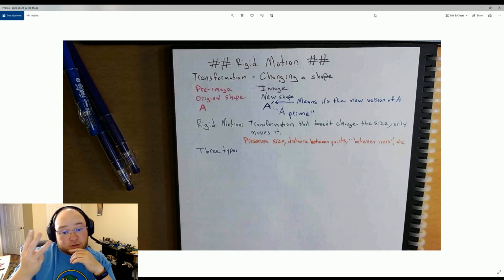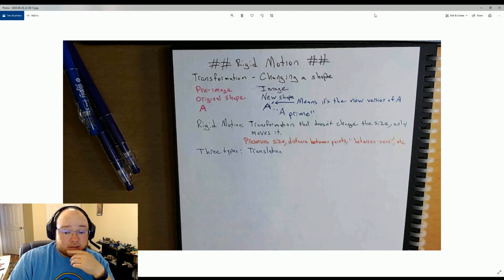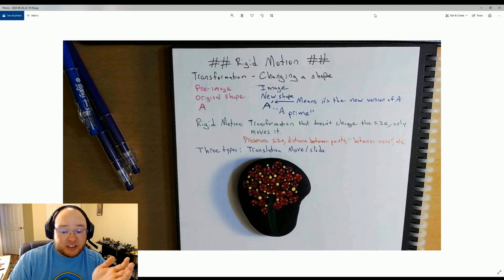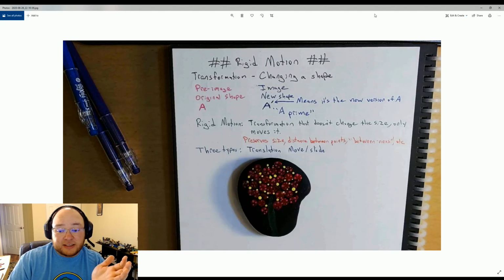Now, there are three types of rigid motions. We're going to talk about each one of these in this chapter. First one is what's called the translation. And that's literally just meaning you're moving it. So, you have a shape, you move the shape. And that's literally it. So, translation is a move or a slide.